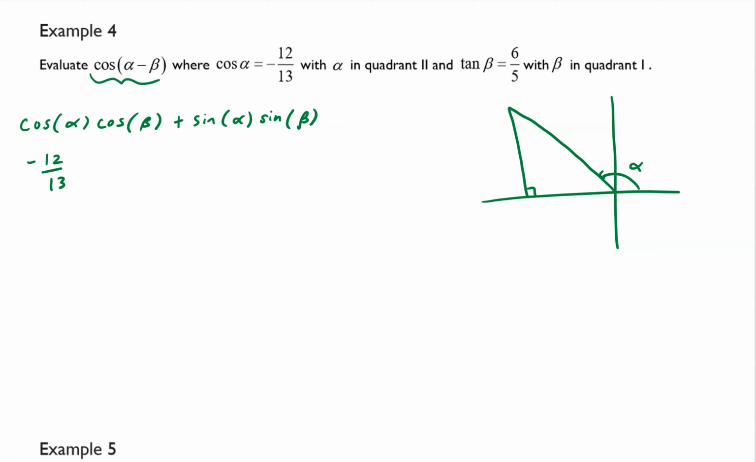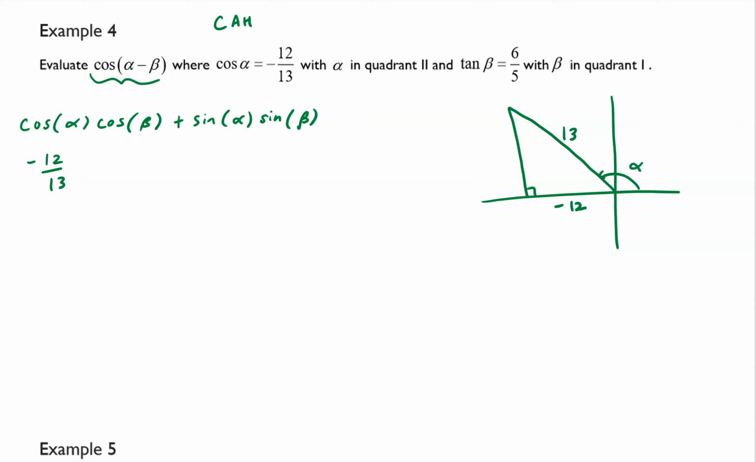So I have my angle alpha here, and I know that cosine is negative 12 over 13, and cosine is, if I follow SOHCAHTOA, adjacent over hypotenuse. So the hypotenuse will be 13, and the adjacent side length, although lengths cannot be negative, because it's on the left side of the y-axis, I'm going to put a negative 12 there to represent the x-coordinate of the terminal point.